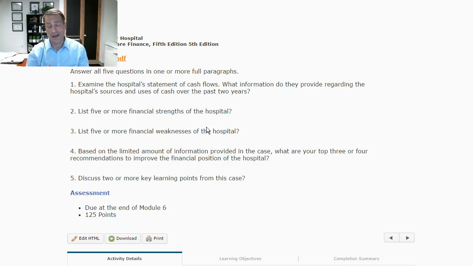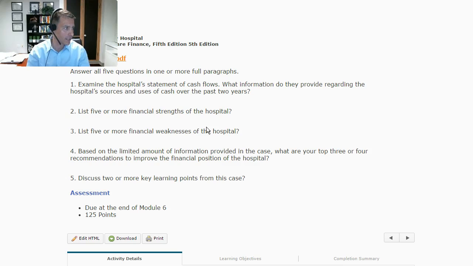Remember, I am looking for, are you being reasonable? Are you applying critical thinking? Are you bringing some of the terms and the concepts that we've learned so far in the course back into the narrative of your writing? Do that and you're going to be just fine, even though you may not have exact mathematical answers. All right, so in this case study, we're going to be looking at River Community Hospital.